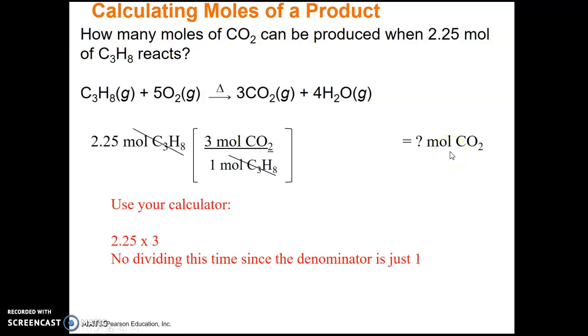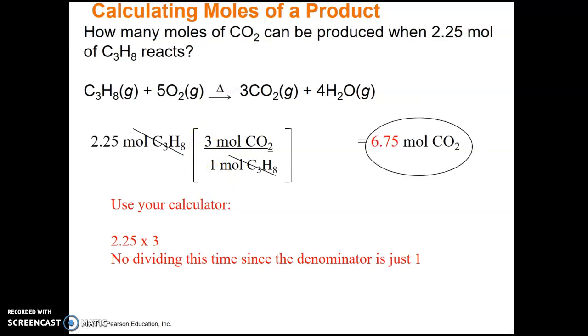So now I use the calculator. 2.25 gets multiplied by 3. You don't have to divide by 1 because it's just a 1 denominator. And so I get 6.75 moles of CO2 as my answer. So if I start with 2.25 moles of propane, I get 6.75 moles of CO2 in this reaction. This is called stoichiometry.